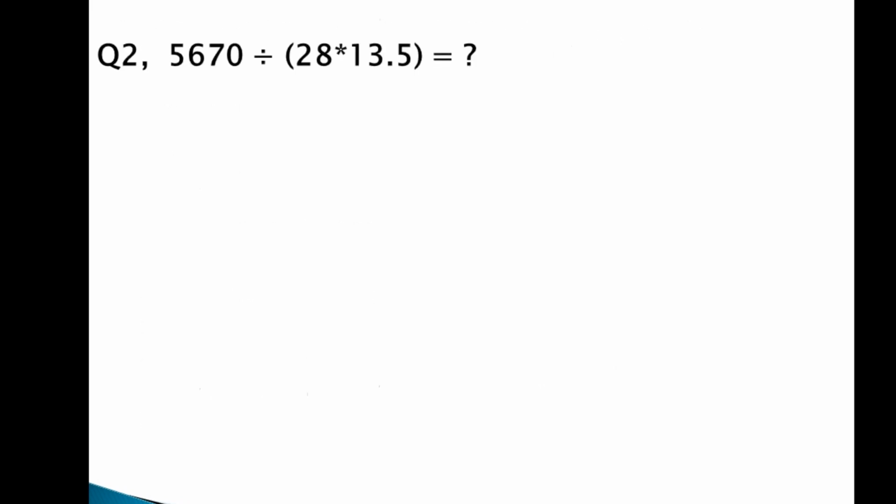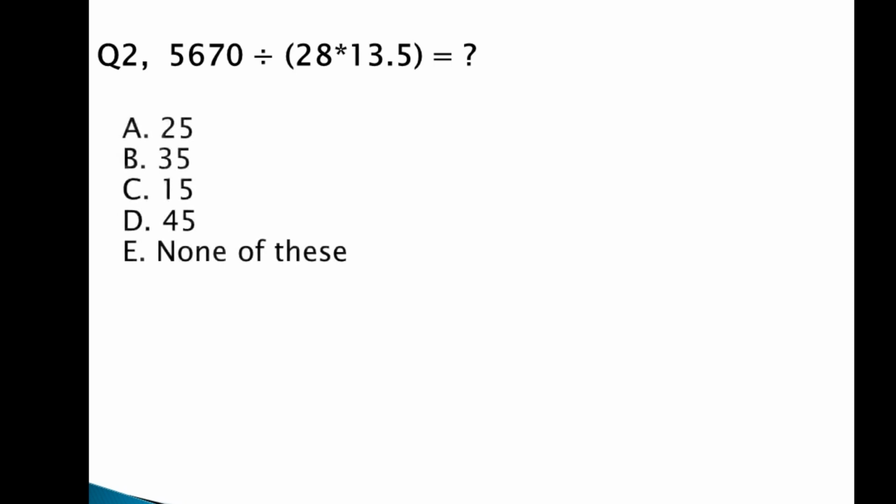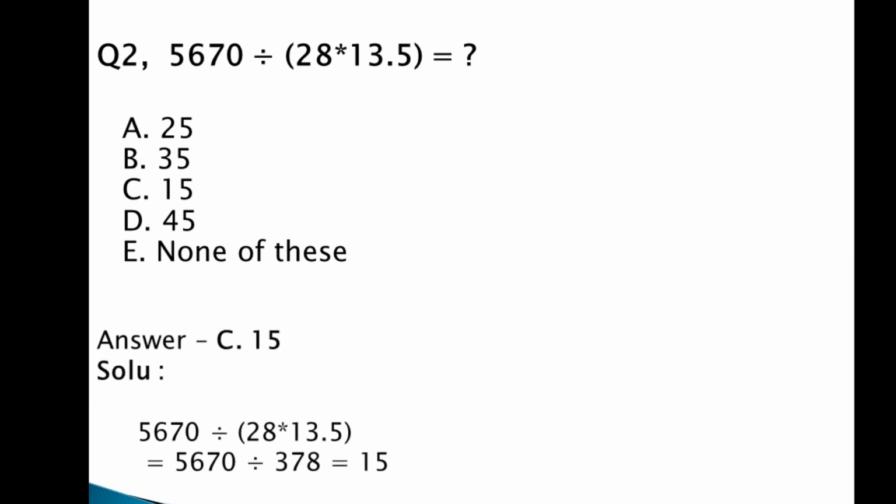Now second question. 5,670 divided by, in bracket, 28 multiplied by 13.5. Here we have to use the BODMAS rule. Our options are option A 25, option B 35, option C 15, option D 45 and option E none of these. Your time starts. Time finish. The answer is option C, which is 15.